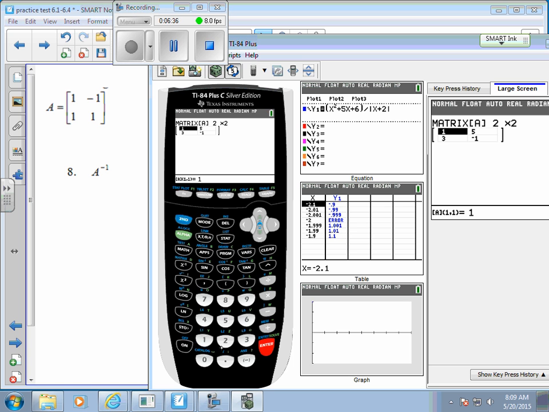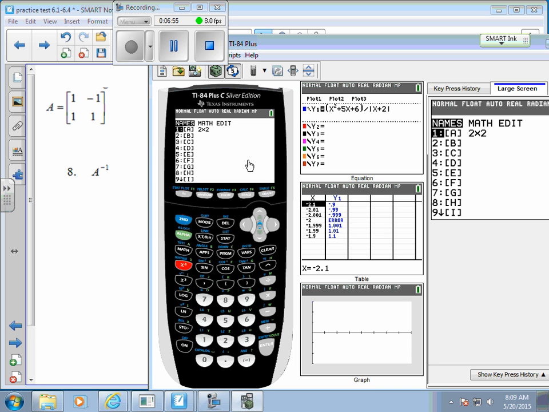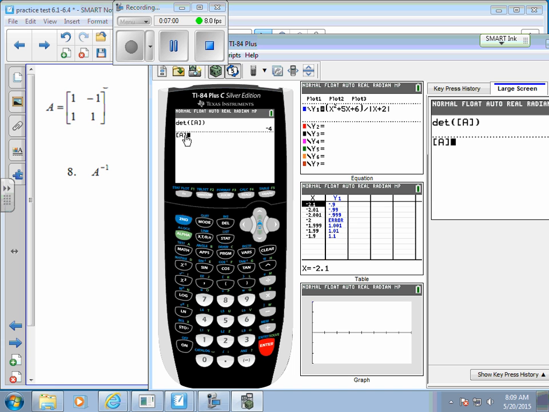And we're going to put the values 1, negative 1, 1, 1 in there. So we have our matrix A right in there. So now we're going to second quit, second matrix, and do some math on A. So there's our A. Our inverse, we all know that x to the negative 1 is the inverse.